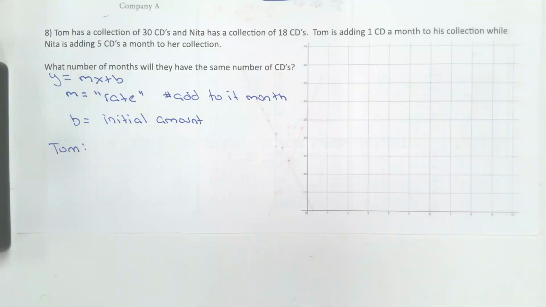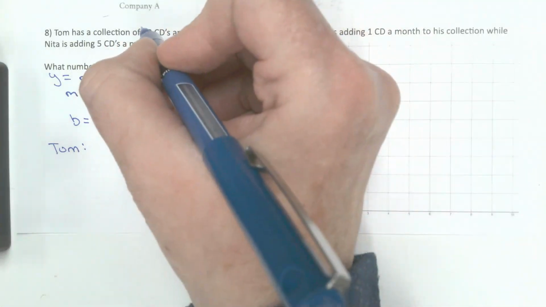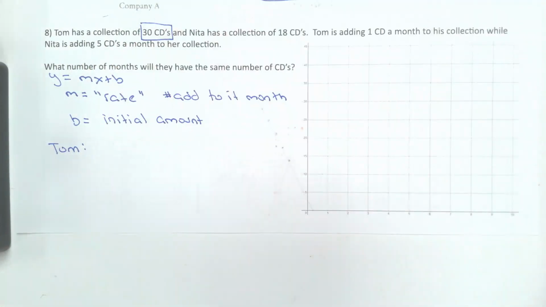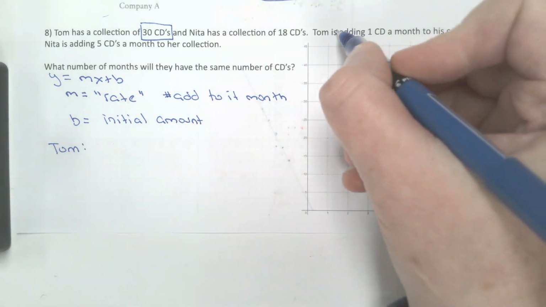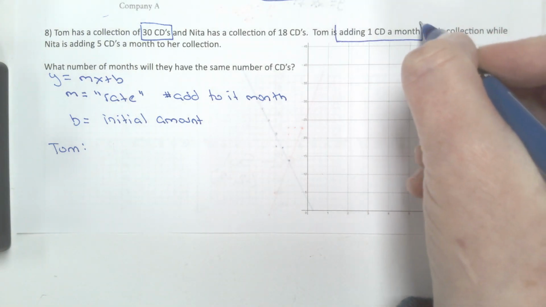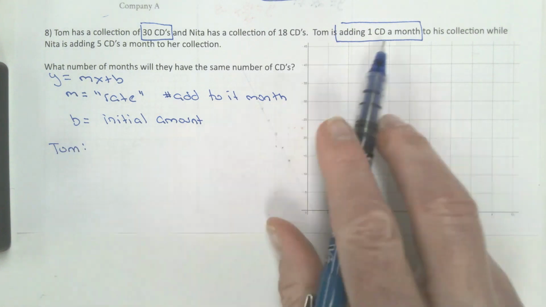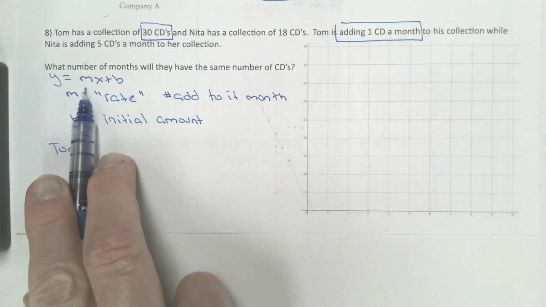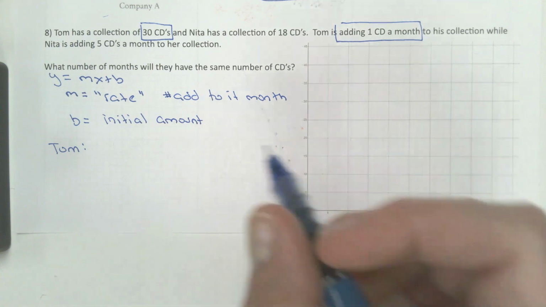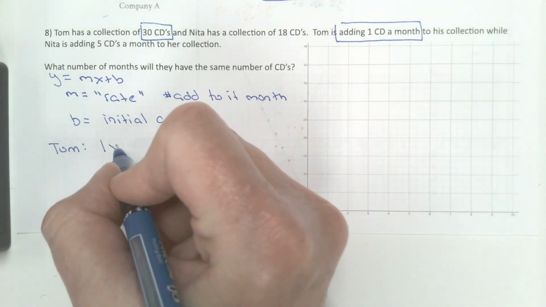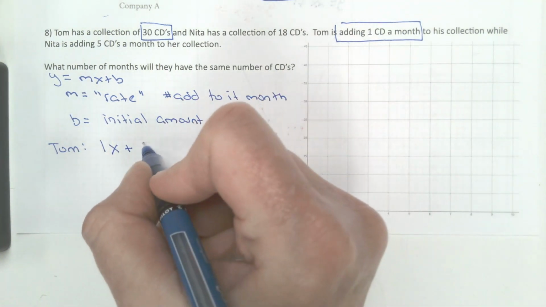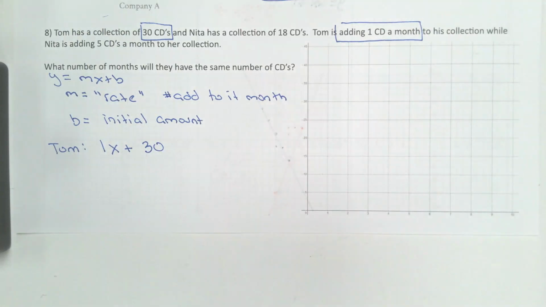All right, so I'm going to focus on Tom first. Tom has 30 CDs, and he is adding 1 CD per month to his collection. All right, so in mx plus b, it's how many is he adding to it? He's adding one per month, and then he has an initial amount of 30 CDs.